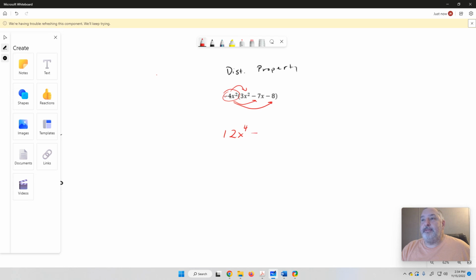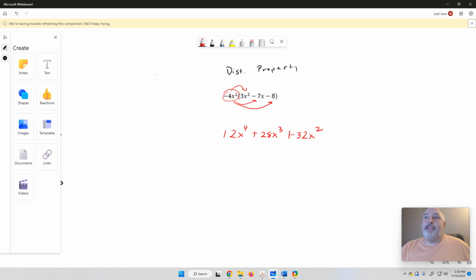And then negative 4x squared times negative 7x gives me a positive 28x cubed. And then negative 4x squared times negative 8 gives me a positive 32x squared. So that's just distributive property.